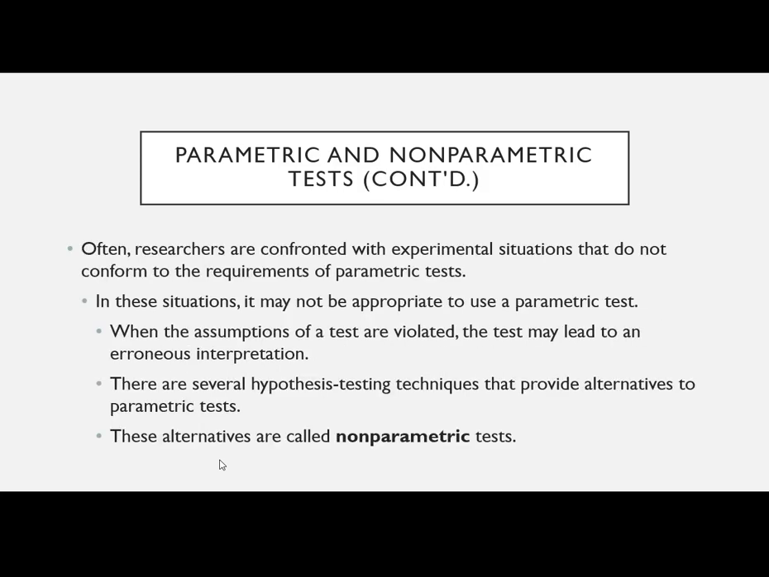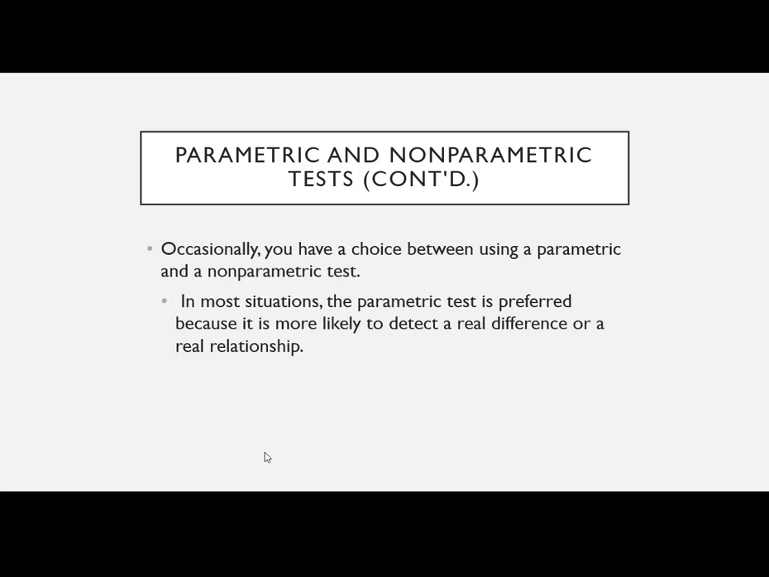Often, researchers are confronted with experimental situations that do not conform to these requirements. In these situations, it may not be appropriate to use a parametric test. So when the assumptions of our test are violated, if we go ahead and interpret our findings, they may lead to erroneous interpretations. There are several hypothesis testing techniques that provide alternatives to parametric tests, and these are called non-parametric tests.